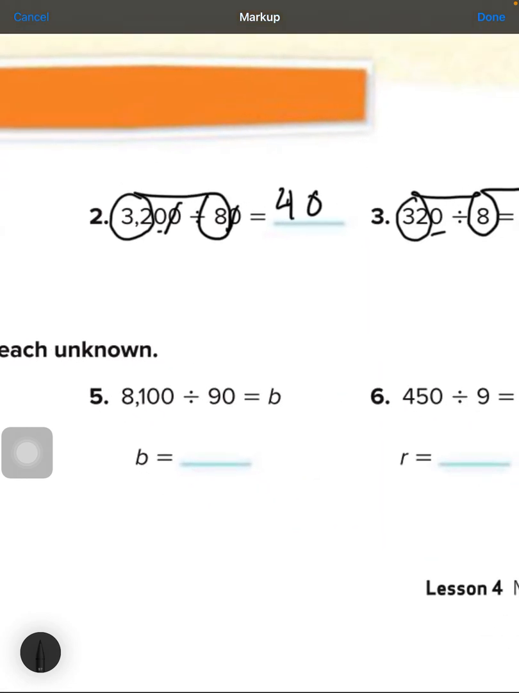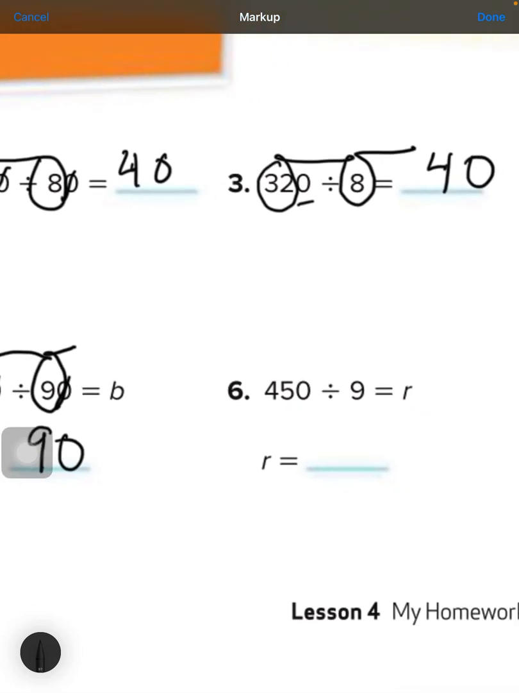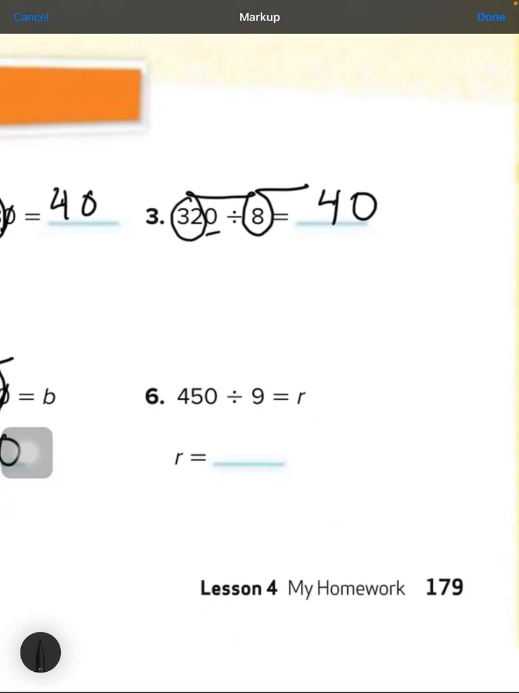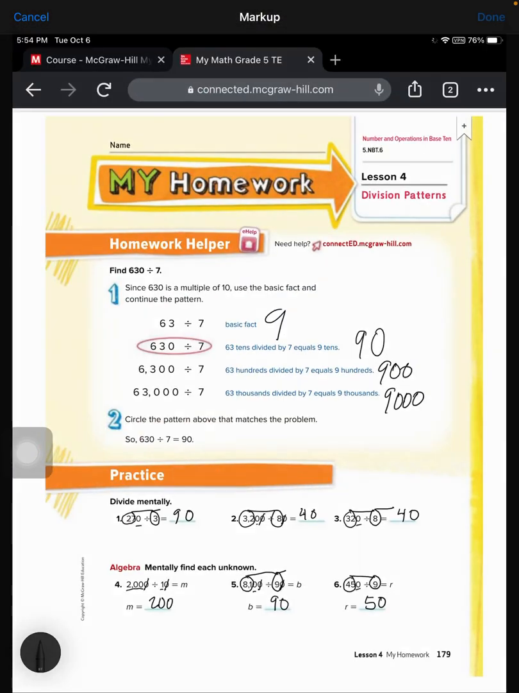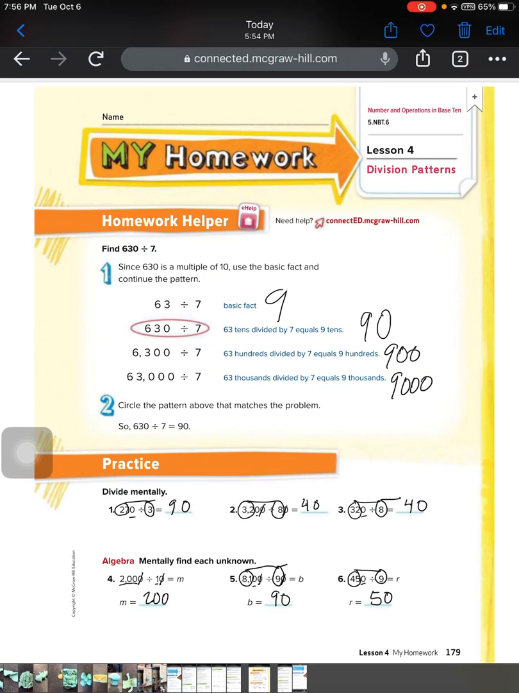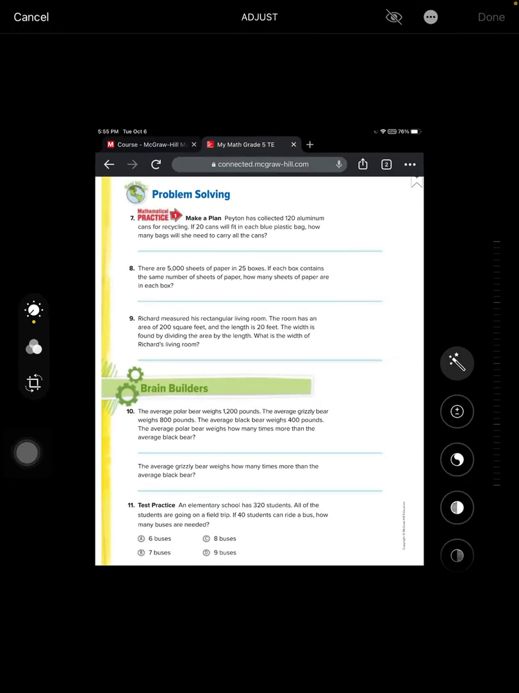Number 5, we have a 0 here and a 0 here we can cross off. Ooh, this is familiar to me. 81 divided by 9. I know 9 times 9 is 81, and I've got a lone 0 there I need to take care of. So my answer is 90. Number 6. 45 divided by 9 is 5. Bring that 0 down. We have 50. Good job.